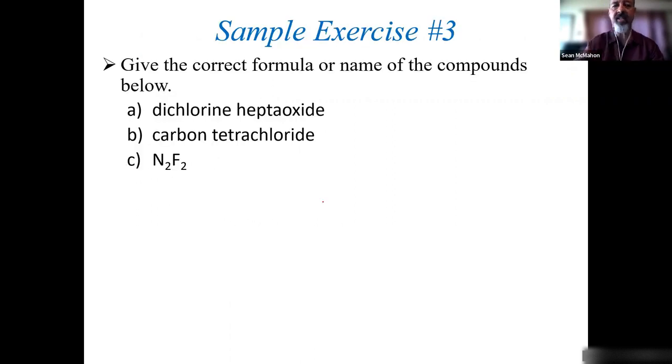So I think this is typically a little bit easier. Let's figure out the formulas, and from a formula, the name. So A, dichlorine. Okay, I know there's chlorine, and di must be 2.